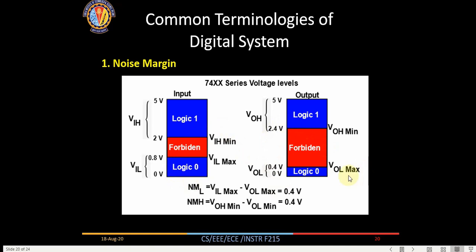Okay, anybody else? For NMH, VOH minimum is 2.4 volt. Yeah, it will be VIH. Correct.